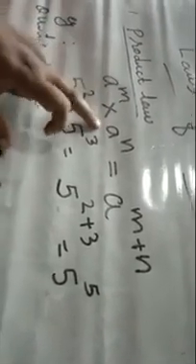How to multiply? Product law. How to multiply two exponential expressions with the same base? Just add the powers. That's a raised to m into a raised to n is equal to a raised to m plus n. Write the example also: 5 square into 5 cube is 5 raised to 2 plus 3, that is 5 raised to 5. Okay, clear. And the next one is the quotient law.